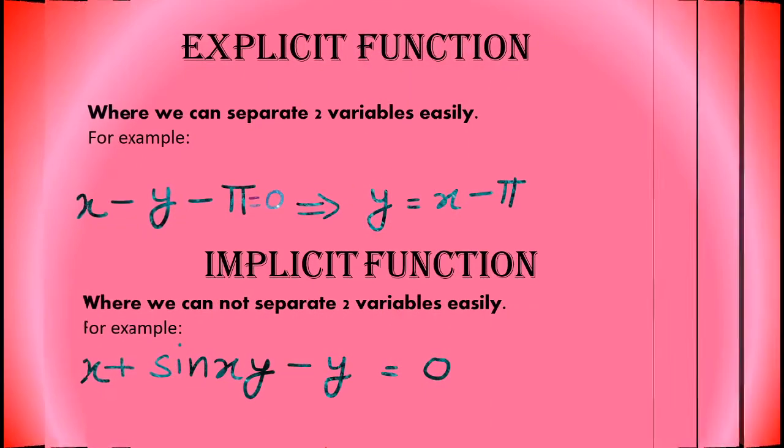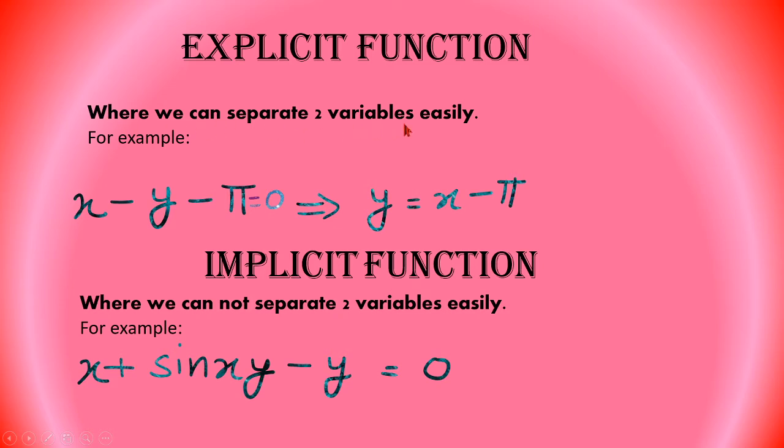So, what is the basic concept, students, where we can separate two variables easily? We call those functions explicit functions. For example, x minus y minus pi equal to 0. Here we can very well write y is equal to x minus pi. But where we cannot separate two variables easily, like this, x plus sine xy minus y equal to 0, these types of functions are known as implicit functions.